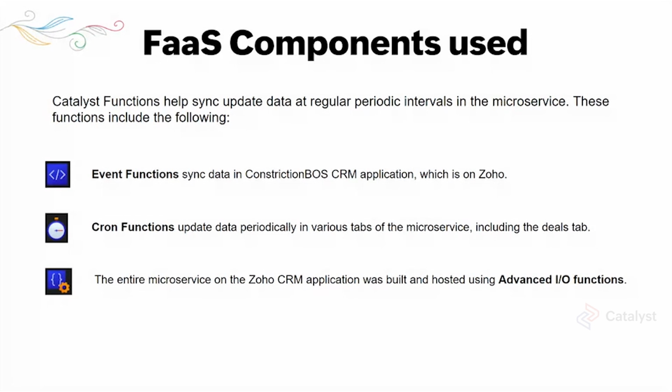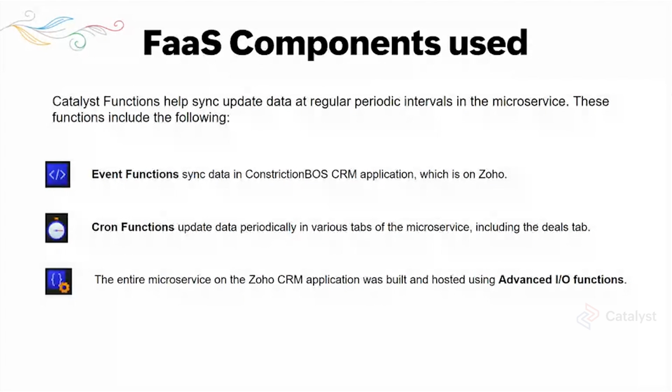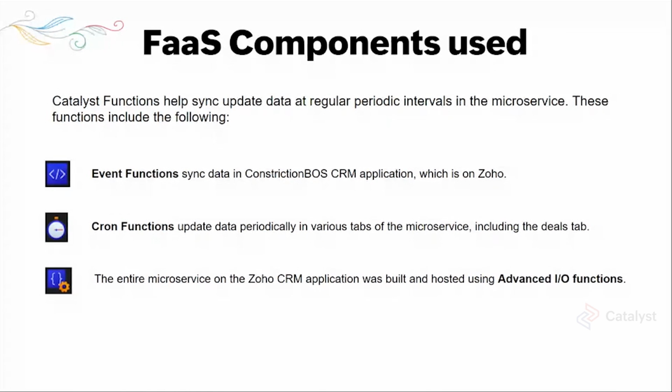So the Catalyst functions, they helped in syncing the data updates at regular intervals in the microservice. So the event functions sync data in the construction was CRM, which was on Zoho. The cron functions updated data periodically in various tabs, including the deals tab. So whatever filters that we had, whatever was being captured, cron functions were being used to push that data constantly into CRM. And the entire microservice on the Zoho CRM application was built and hosted using the advanced IO functions.